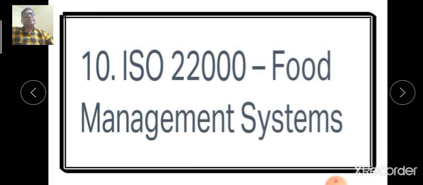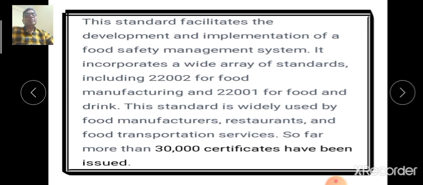The 10th series is ISO 22000, which is related with food safety management systems. And this standard facilitates the development and implementation of a food safety management system. It incorporates a wide array of standards including 22002 for food manufacturing and 22001 for food and drink. This standardization is widely used for food manufacturers, restaurants, and food transportation services. So far, more than 30,000 certifications have been issued.